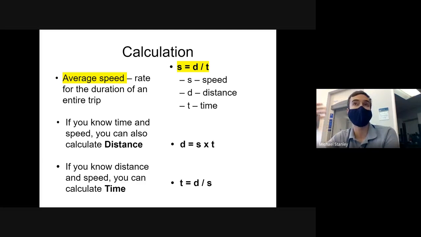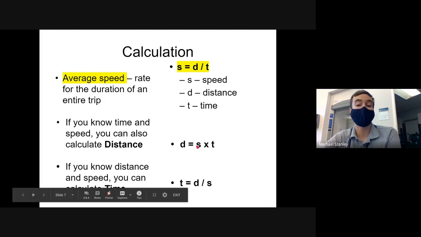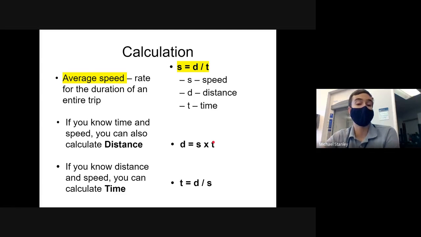Right? If somebody was traveling 60 miles an hour on a 2-hour road trip, then they covered 120 miles. So if you know the speed and you know the time, you can do speed times time in order to figure out the distance traveled.